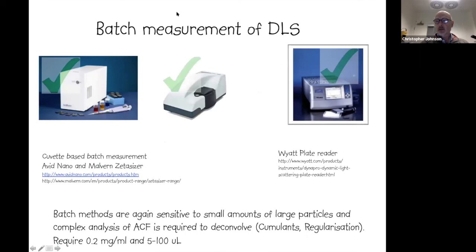So how do you measure it? Again, we can measure it in a batch method, which would just involve using a cuvette of some type. We would put the material in and measure, or it can even be done using a plate reading format, which is very good for screening a wide variety of conditions. Batch methods are very sensitive again to small amounts of large particles, just as static light scattering was. And very complex analysis of the autocorrelation function is required to deconvolve the system if you have a mixed population, which you inevitably will if you do a batch measurement, because even the cleanest and happiest protein will have some small levels of aggregate or large particles present, and these will contribute disproportionately to the fluctuations that you're measuring.